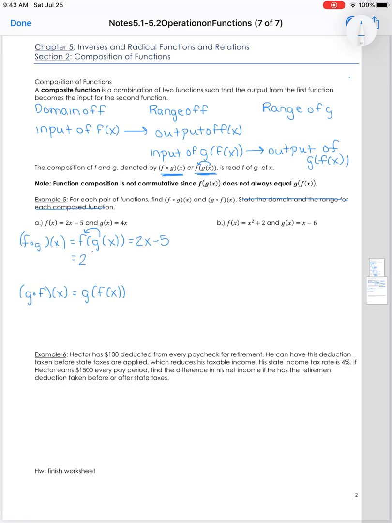So we're going to do this one, which means the same as f of g of x. And then we're going to go the other way, g of f of x.